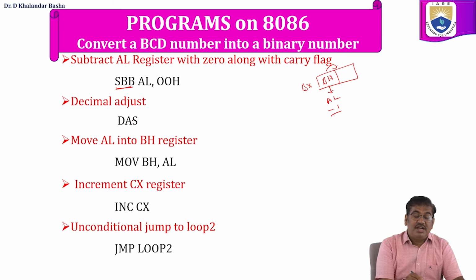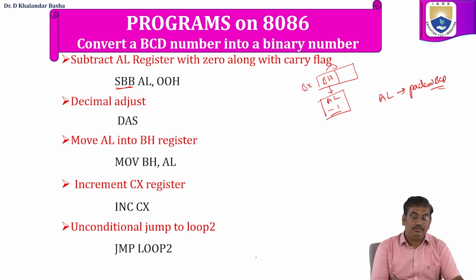Next, once this process is done, the AL register contents either may be subtracted with 1 or remain the same. So now the AL register contents will be converted into packed BCD. For that we use the instruction decimal adjust after subtraction, DAS. This instruction converts the AL contents into a BCD number. Next, we feed back this AL register, converted into packed BCD, into the BH register by using MOV BH, AL.